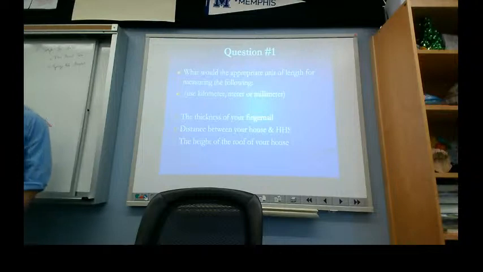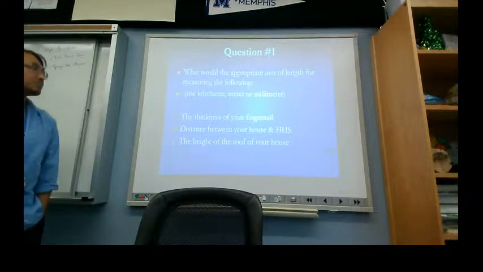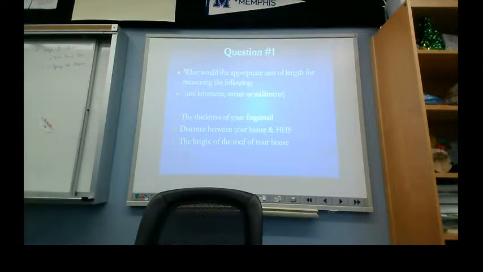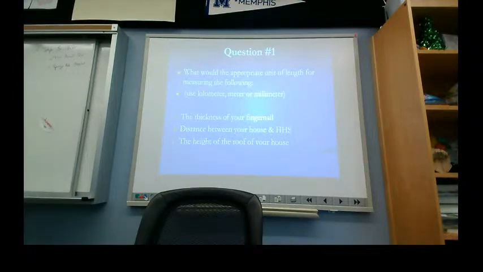Right, we got an answer that came through, and I'm sure there will be more coming here in just a moment. So for A, the thickness of your fingernail, we had millimeter. For B, the distance between your house and Highlands High School, we have kilometer. And then for the height of the roof of your house, we have meter.